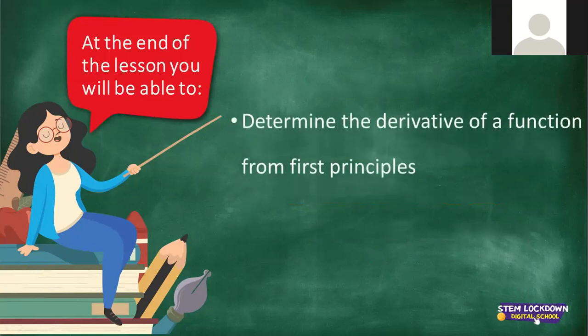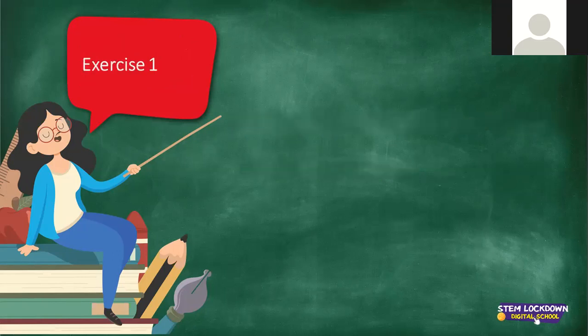At the end of the lesson, we're still doing derivatives of functions using first principles, so we're still working with limits. We're doing the derivative of a function from first principles. We're going to start with the homework corrections, and at the end you can ask me questions. So this is exercise 1. Please note that down. Exercise 1.